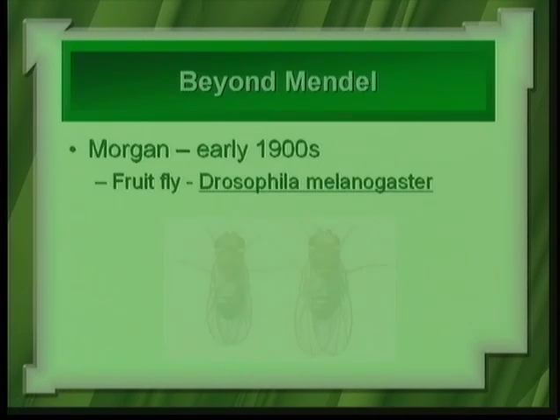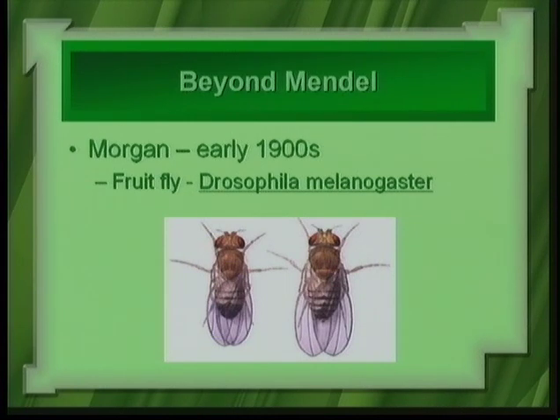Okay, so Morgan too actually used the right organism. He used a fruit fly called Drosophila melanogaster. So this is the male, and this is a female. I know that we humans are kind of biased. We always tend to assume that males are larger than females because in our species that tends to be so, but in other species, sometimes the females are larger. In this case, the female is larger.